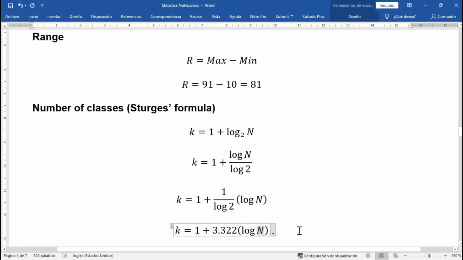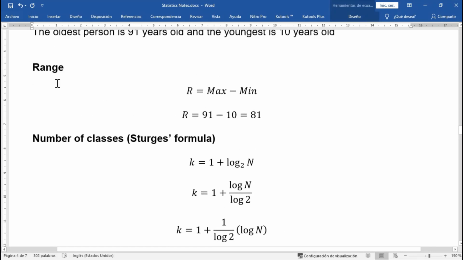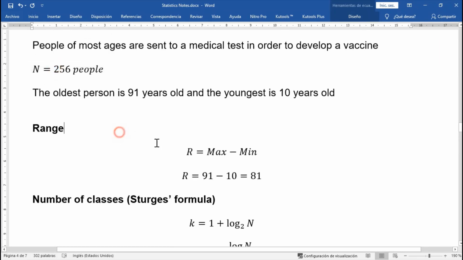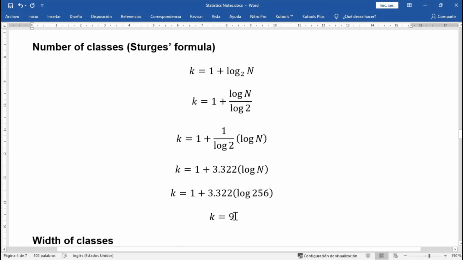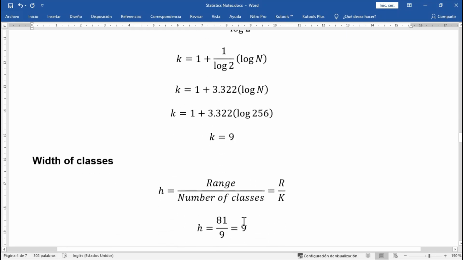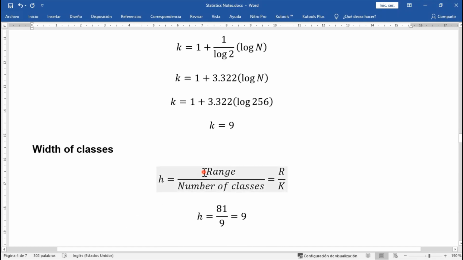What is n? The number of patients that were sent to develop this vaccine. In other words, we have that number here, right? 256 people. So we place that 256 and we get that the number of classes is 9. Again, I'm going to clarify this number in a little while. Then the width of the classes. Here you can see the utility of the range, because to calculate h, the width of classes, you have to divide the range over the number of classes, R over K. In this case, the range was 81 and the number of classes was 9. So 81 over 9 is 9.